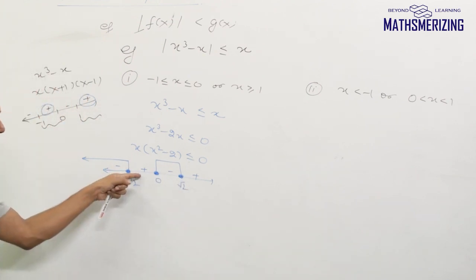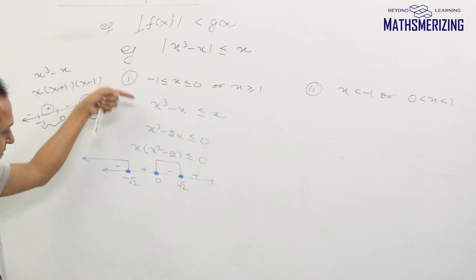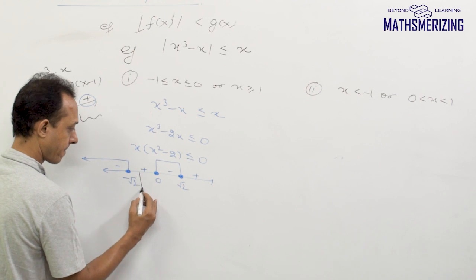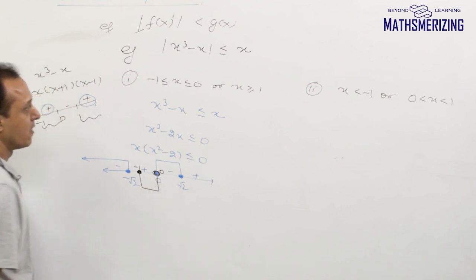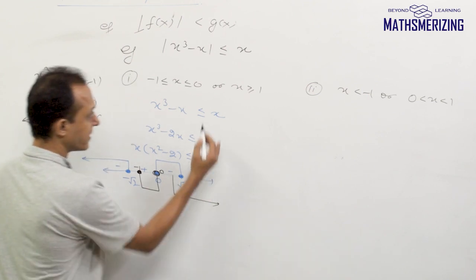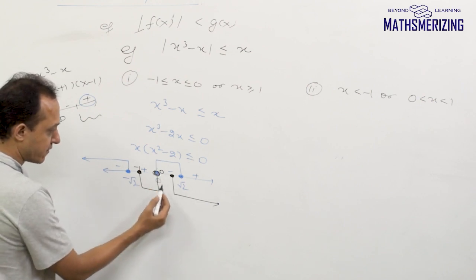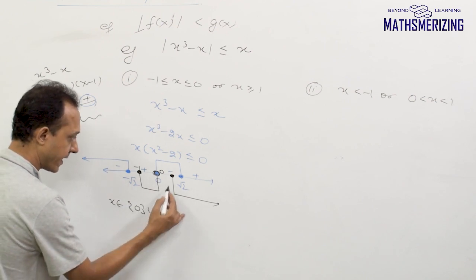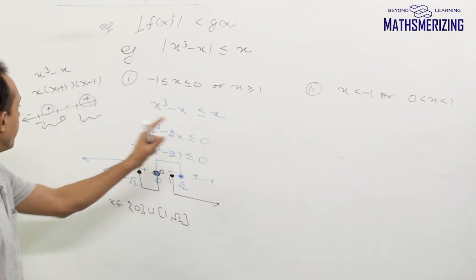Now again, this result has come with the condition which is x should either lie between minus 1 and 0 or x should be greater than 1. So I'll take the intersection of these two conditions. So the intersection of these two intervals is either the value of x is 0 or x lies between 1 and root 2.